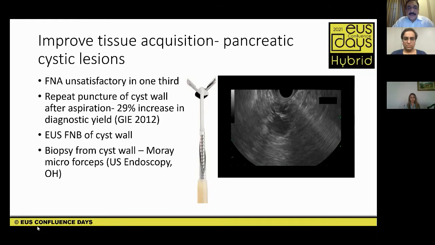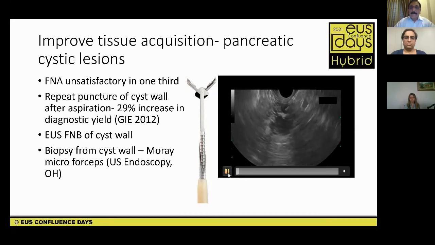Another is biopsy forceps, which can pass through a 19 gauge needle, and has been used. However, not many studies are available, and there is a slightly increased risk of pancreatitis with the use of the biopsy needle from the cyst wall. It definitely improves the tissue obtained by using the biopsy needle. As you can see, we can puncture the cyst wall, see if there is any mural nodule, and a targeted biopsy can be picked up from the mural nodule in these circumstances.